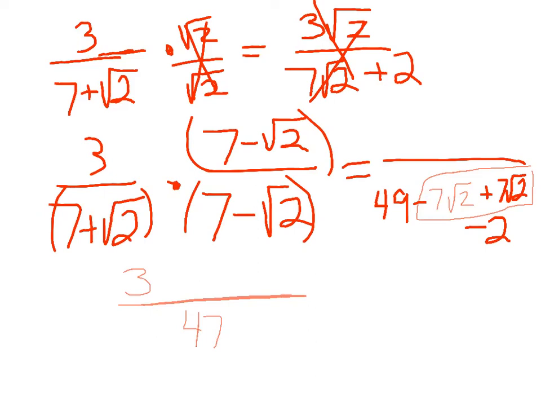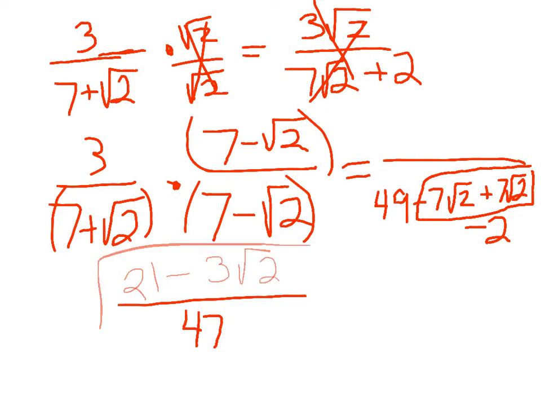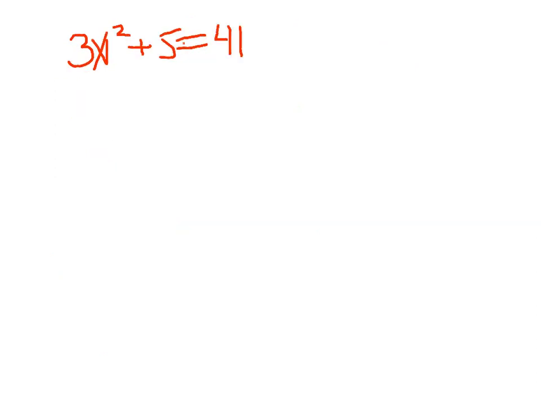And then let's go ahead and multiply this out on top. So instead of 3, I will have 3 times 7, 21, and then minus 3 times square root 2. So that is the grammatically correct version for this problem. Okay, now let's get into the real lesson.